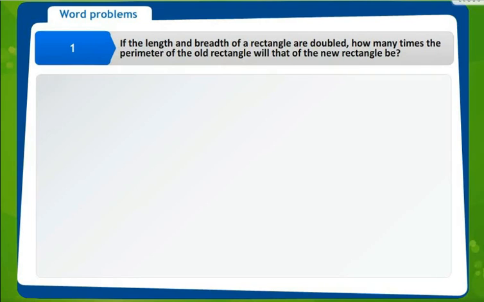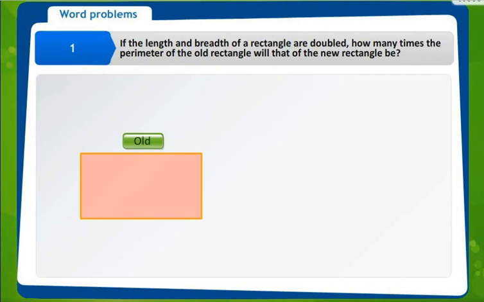In the previous class, we had studied about perimeter and area. Now we will solve the sums based on perimeter. Look at the word problem. If the length and breadth of a rectangle are doubled, how many times the perimeter of the old rectangle will that of the new rectangle be?